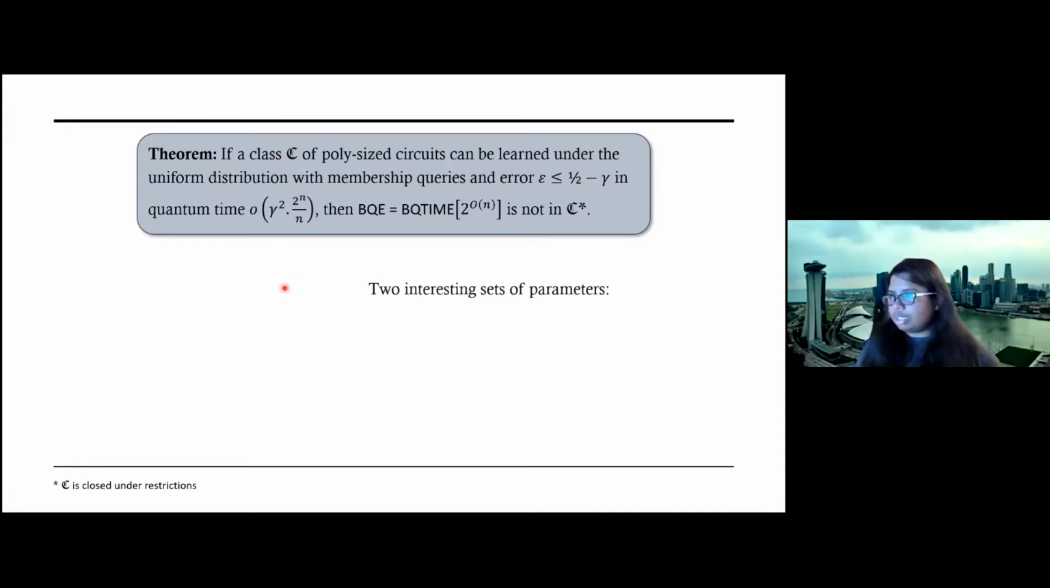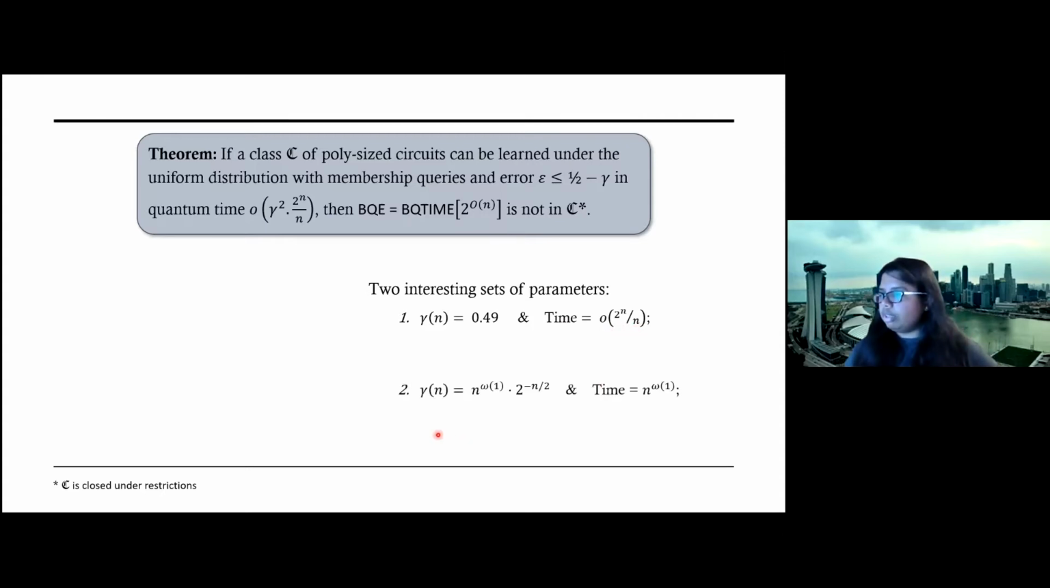So there are two interesting sets of parameters. I can take the case where gamma is a constant like 0.49, in which case the time that I will get would be something like 2 to the n over n. There's another set of parameters I can take where gamma of n is this weird expression, something super polynomial in n times 2 to the minus n over 2. And that essentially will give me a time that is super polynomial in n.